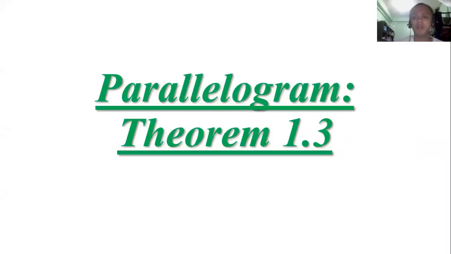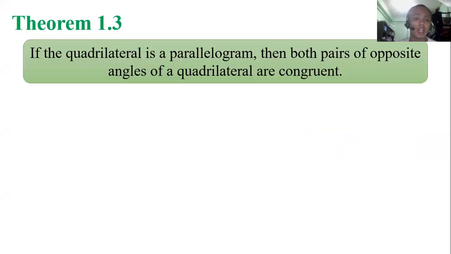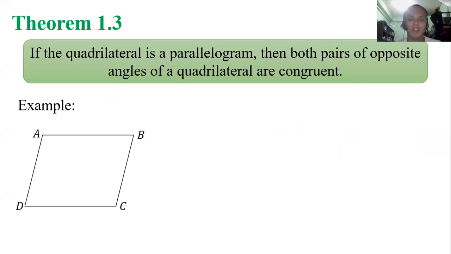So today we will discuss naman na yung next theorem which is all about theorem 1.3 of the parallelogram. Now, for theorem 1.3, it states that if the quadrilateral is a parallelogram, then both pairs of opposite angles of a quadrilateral are congruent. Sinasabi dito sa theorem 1.3 na kung yung quadrilateral ay parallelogram, then yung pairs of opposite angles naman niya are congruent, no?